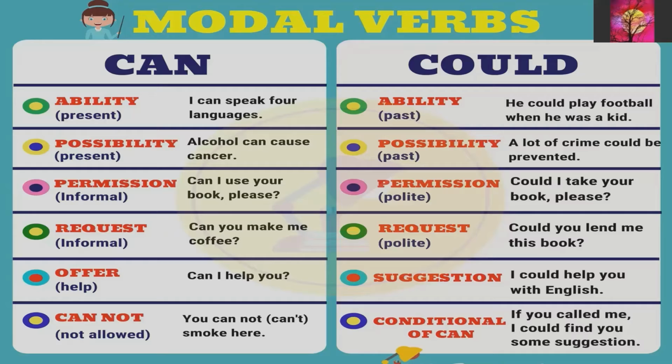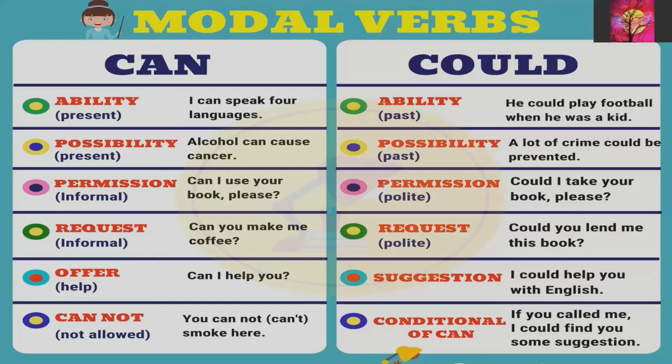Similarly, to show a possibility in the past, we can use could. So, "A lot of crime could be prevented." Again, we use could when we are asking for permission, but in a more polite way. We saw that you can use can to ask permission, but that is an informal way. So you can use it when you're talking to your friends and relatives.